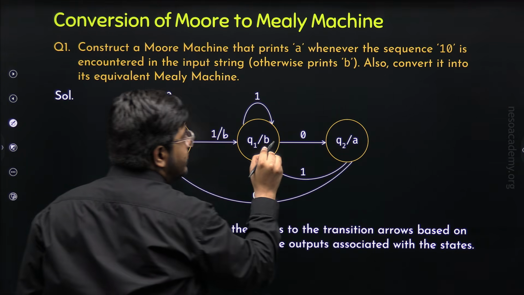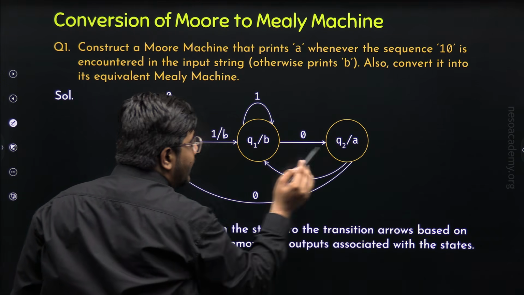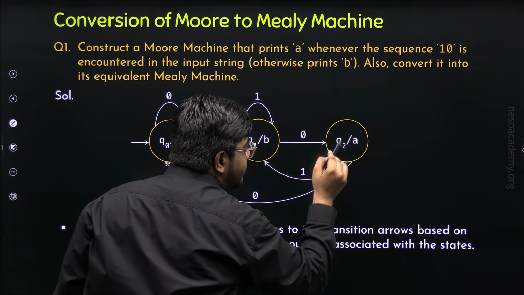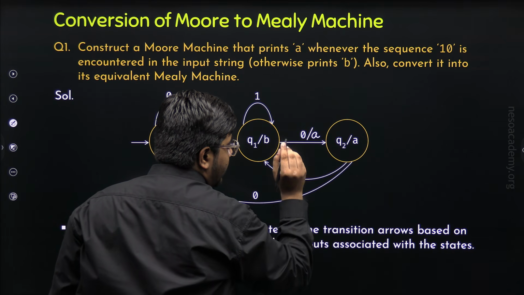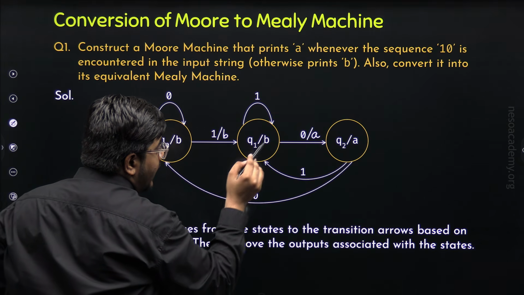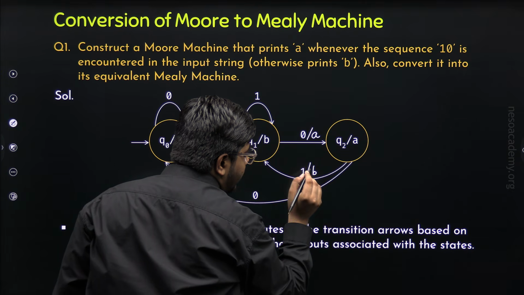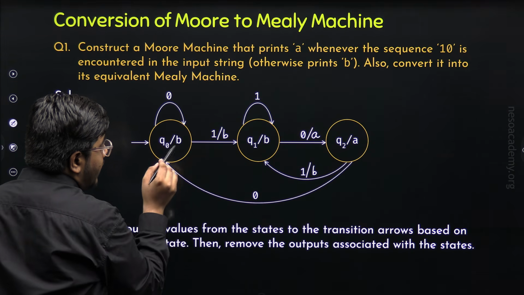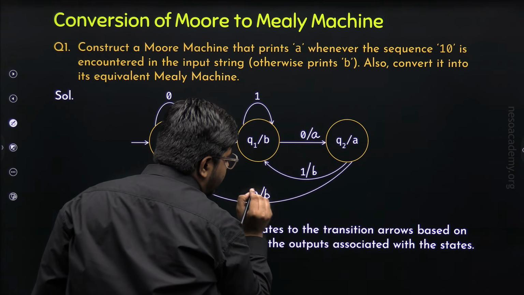Now let's talk about this transition. For this transition, this is the source state and this is the destination state. For the destination state, the output symbol is A. That is why we will write the output symbol A. Now for this transition, this is the destination state having output symbol B. So here we will write B. For this transition, this is the destination state having output symbol B. So here we will write B.